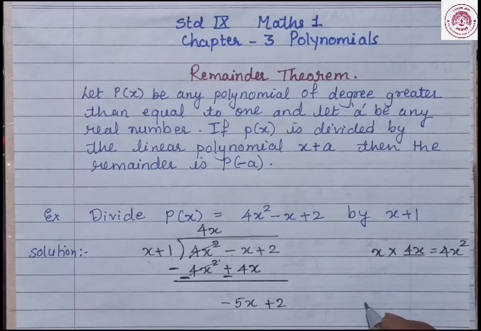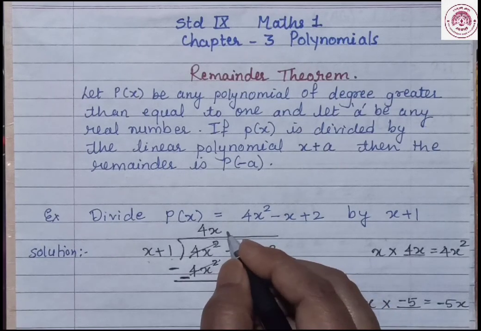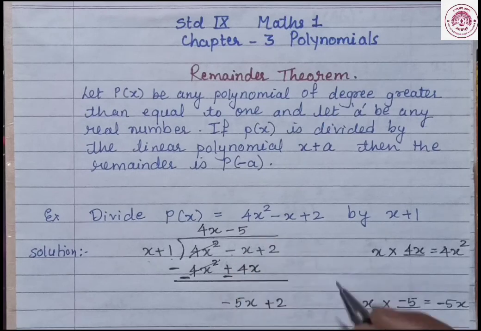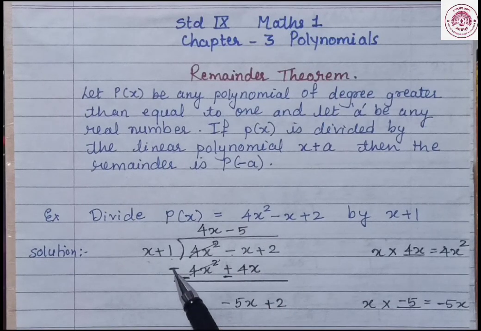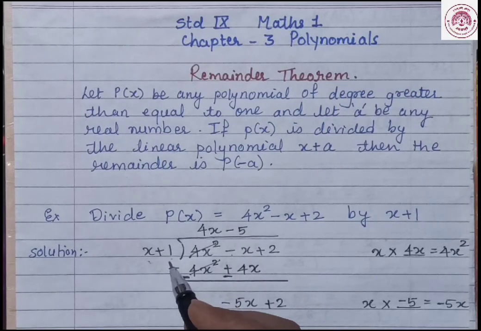Now again, x multiplied by what equals negative 5x? So we have to multiply with negative 5. So we'll write here negative 5. Now this negative 5 will be multiplied with both x and positive 1. So let's multiply. Negative 5 multiplied by x is negative 5x. Negative 5 multiplied by plus 1 is negative 5.